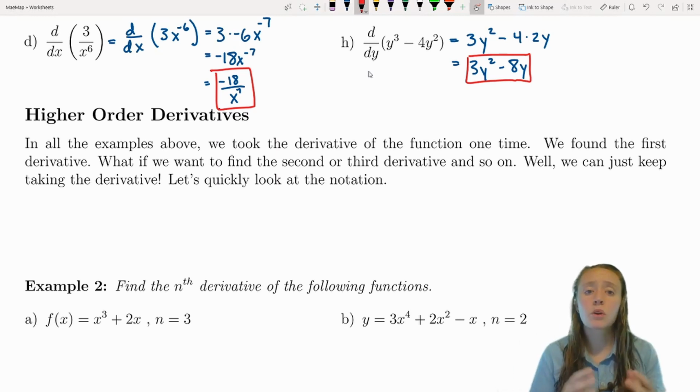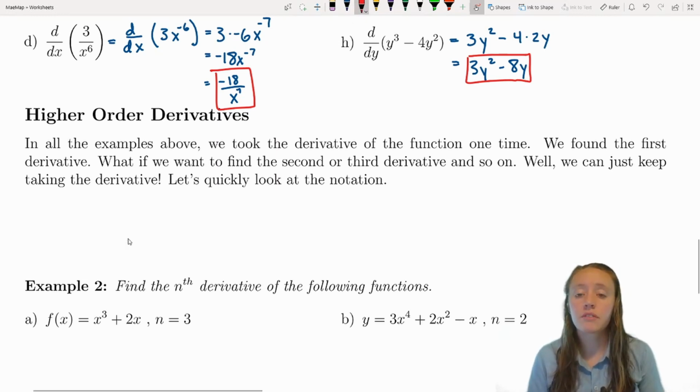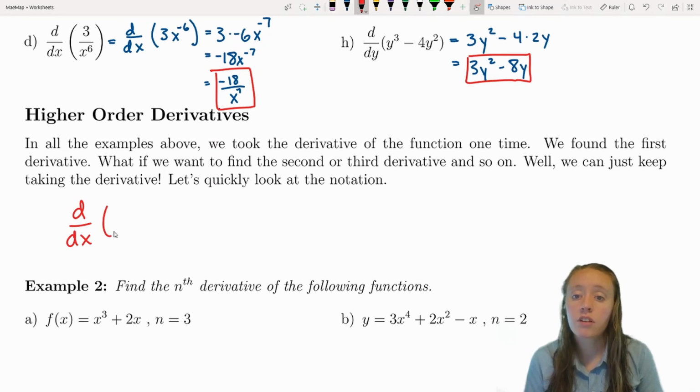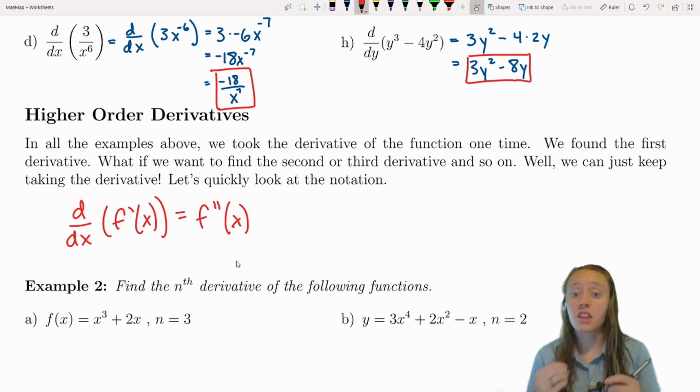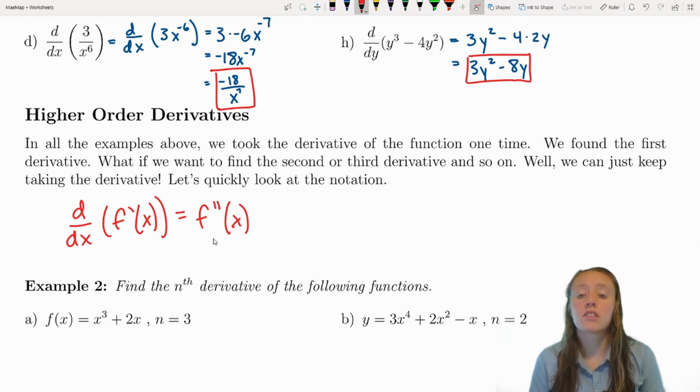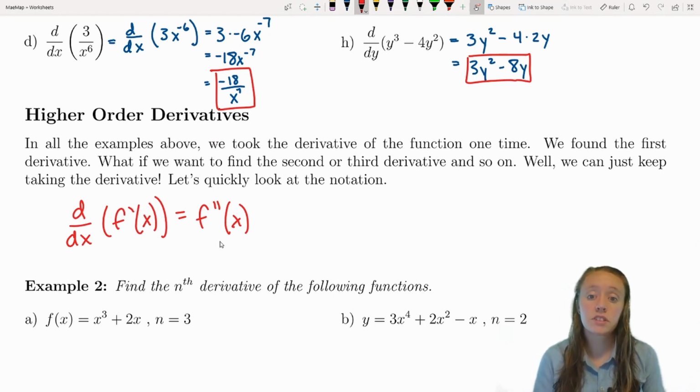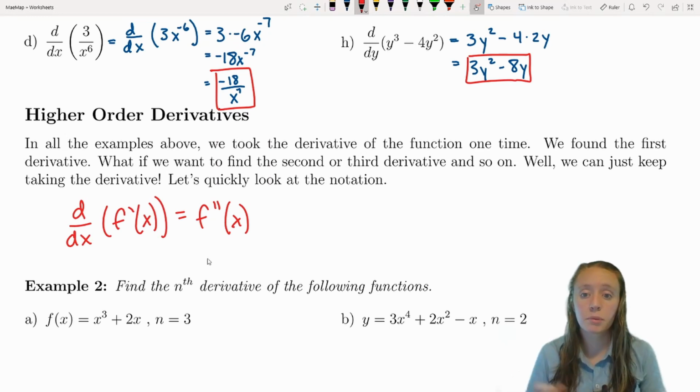So let's quickly just go over the notation before we jump into example 2. So we know that the derivative of our function d dx of f of x we write as f prime of x. But if we're taking the derivative of f prime of x, then we're going to write that as f double prime of x. Let's say we take the third derivative, then we're going to take the derivative of f double prime of x to get f triple prime of x, the third derivative of f of x.